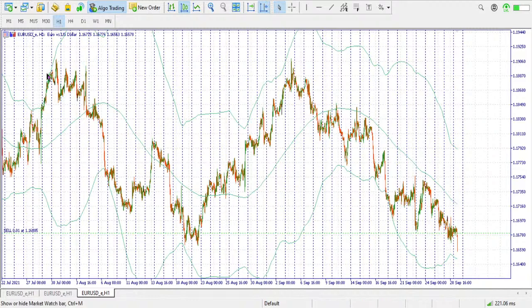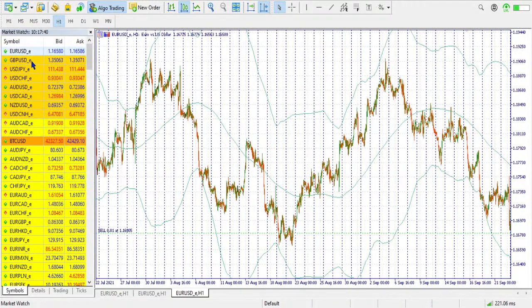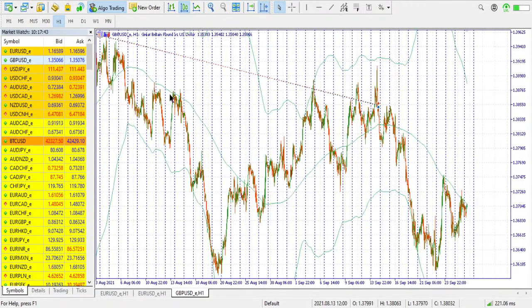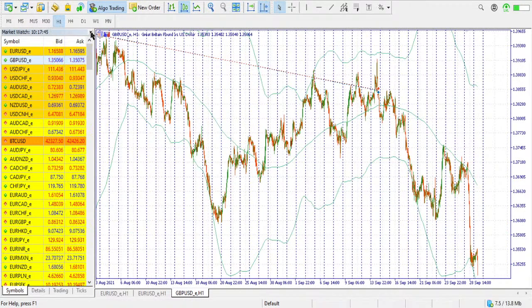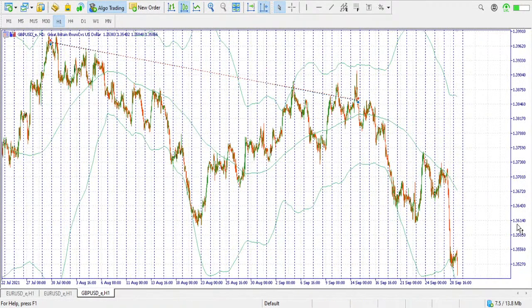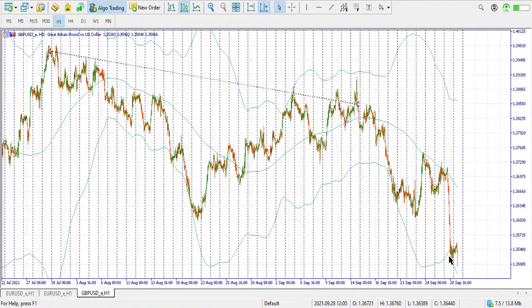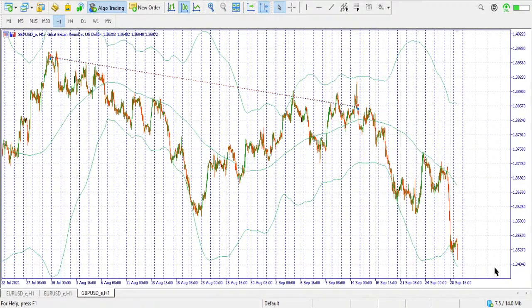The next symbol is GBP USD. With the GBP USD so far, you can see that we hit the overbought area yesterday, and the oversold area here, but the price didn't pull back up as we expected. Instead it continued down, so we are waiting for another touch here.